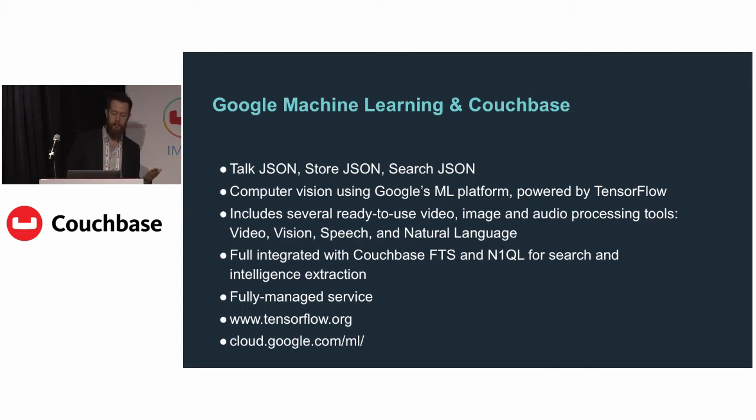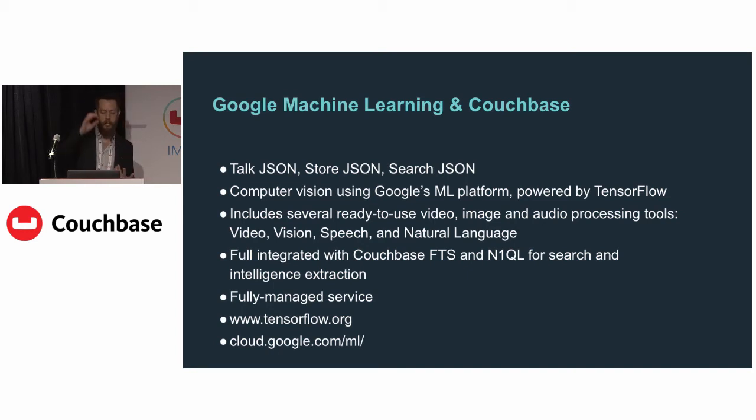So we use, and I can see my slides are slightly out of order here, but bear with me. We wanted something that would talk JSON, store JSON, and search JSON. And we knew that a machine learning platform that did all of that would integrate very nicely into our Couchbase system. So we were starting to look at last year using computer vision, using Google's machine learning platform, which is all powered by Tensorflow. Tensorflow is an open source machine learning platform that you can download and run on your home PC. If you've got a graphics card, like a nice GPU, you can use that as well to accelerate it. But you can also use CloudML, which is the managed service.